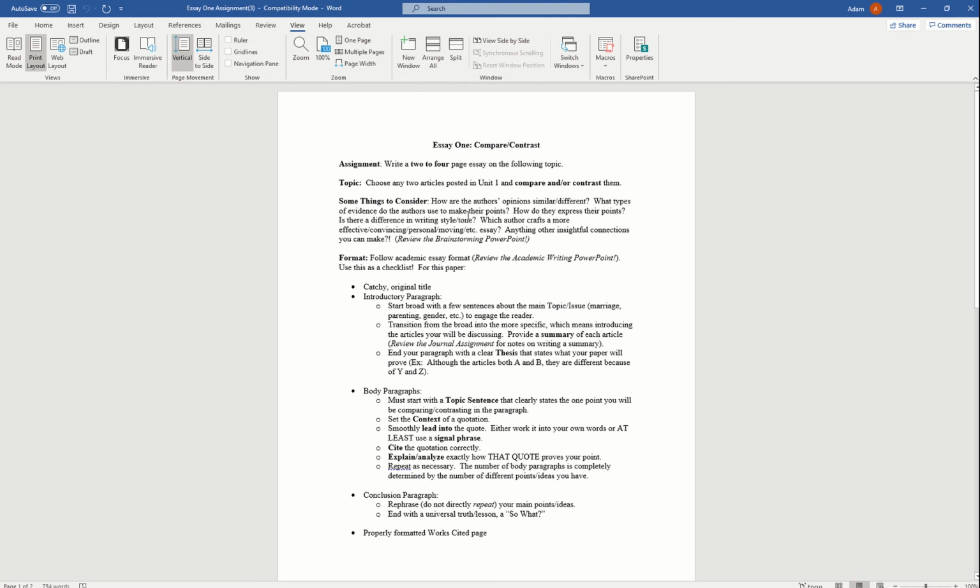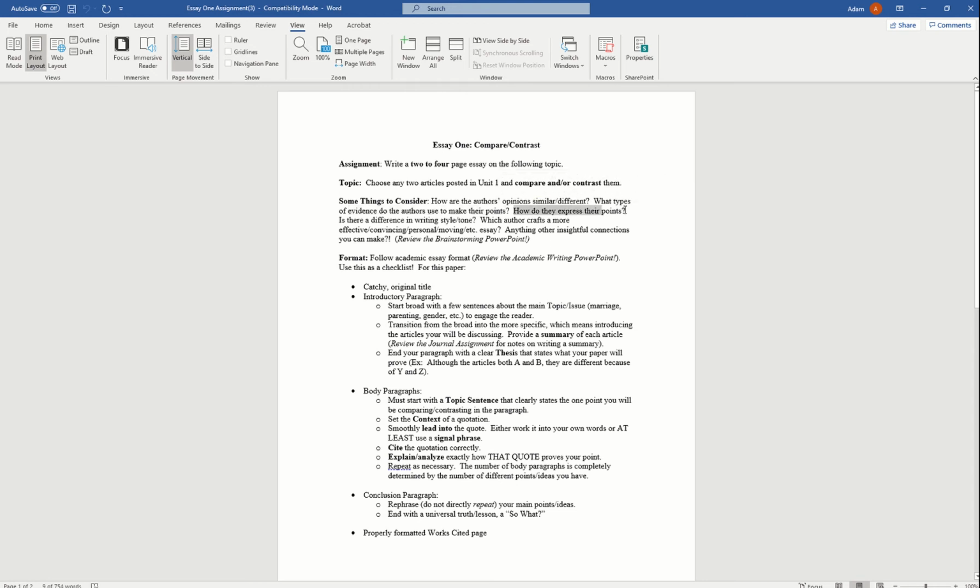Okay, what types of evidence do the authors use to make their points? Ooh, I have an answer for that one. Rothenberg uses very personal evidence. That's the story, A Child of Divorce, and she just talks about her life growing up and what it was like with divorced parents. Sullivan, the guy from Why the M Word Matters to Me, he just talked about his life growing up. So he used personal evidence too. Oh, nice. Okay, I have something I can write about. I'm not as panicky now.